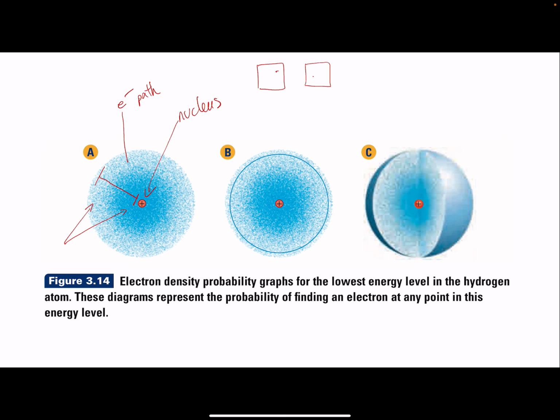Okay. So again, the keyword here is probability. You are likely to find an electron within this area. It does not mean you will be able to pinpoint exactly where it is every single time.